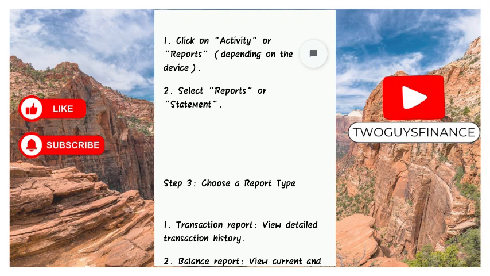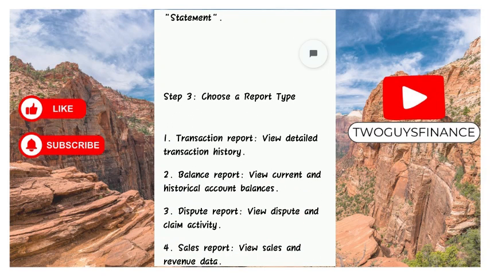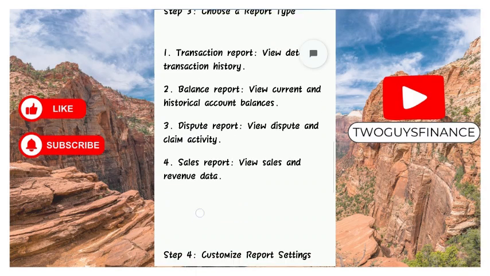Next up is to choose a report type. You have a transaction report where you can view detailed transaction history. Balance reports, you can view current and historical account balances. For dispute report, you can view disputes and claim activity. For sales report, you can view sales and revenue data.